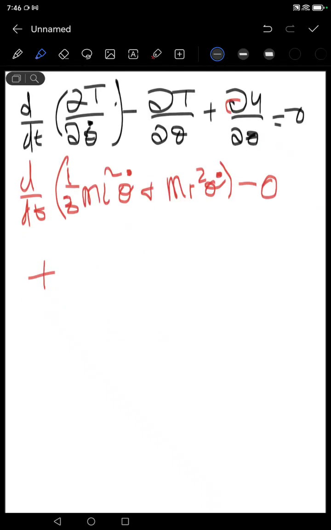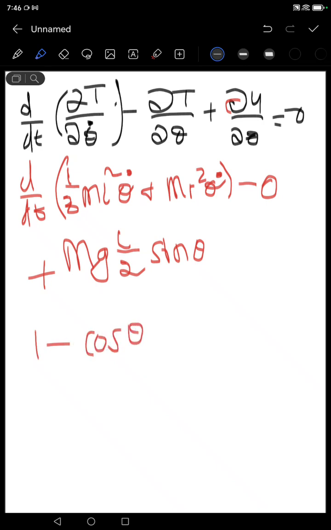So now we are differentiating the potential energy. So we're going to have mgL over 2 sine of theta. The sine of theta is from here. The derivative of 1 is 0.